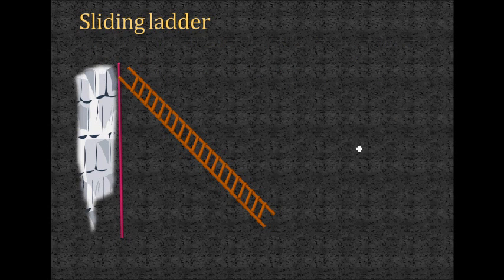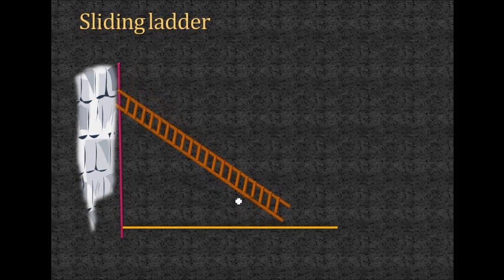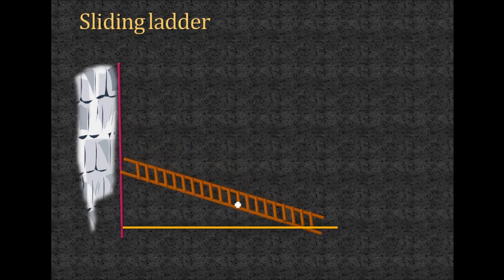Sliding ladder is a very good question. How does it actually connect with the rate of change? You might be wondering. Say a ladder is leaning against a wall like this, and the yellow line is the ground and the pink line is the wall. If the ladder starts sliding down like this, you can see what changes here.